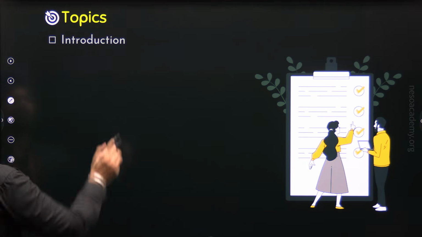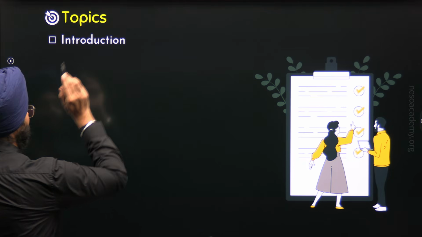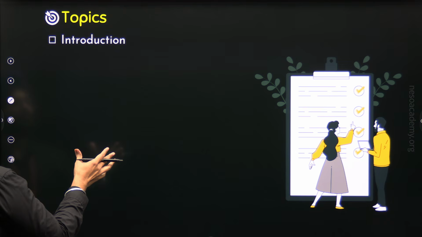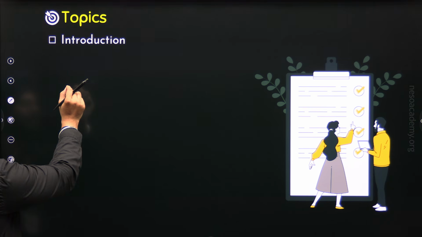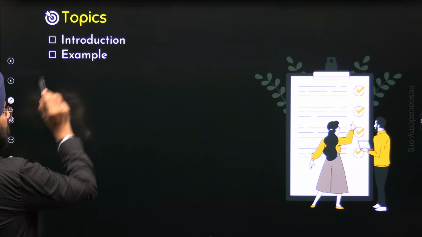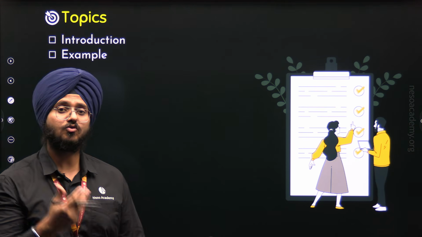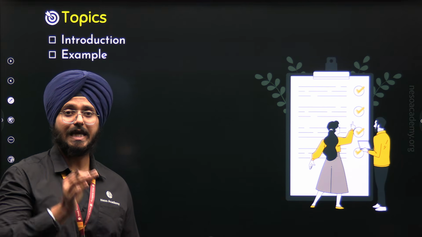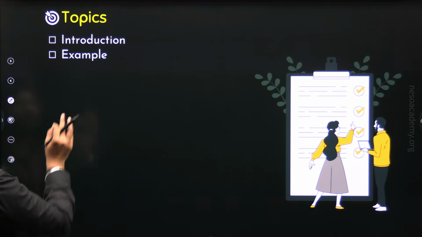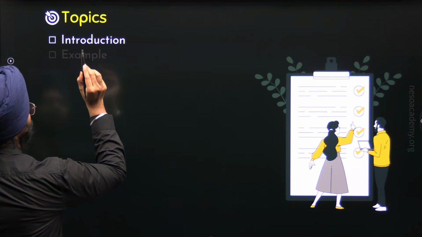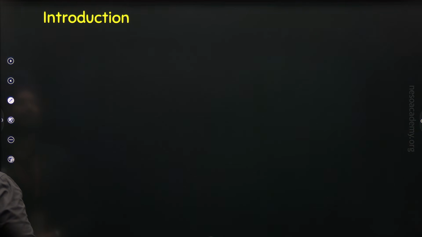The first topic is Introduction to Hierarchical Inheritance. First, I will introduce you to hierarchical inheritance. Then we will move to the second topic where, with the help of an example, we will understand how to implement hierarchical inheritance. So these are the topics of this lecture. Let's start with the first one, Introduction to Hierarchical Inheritance.